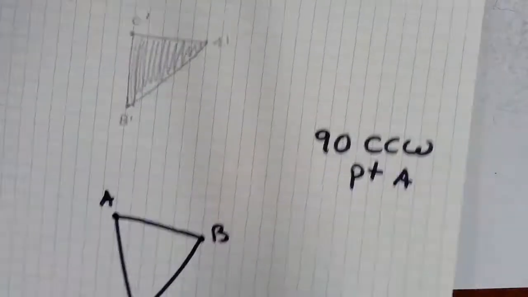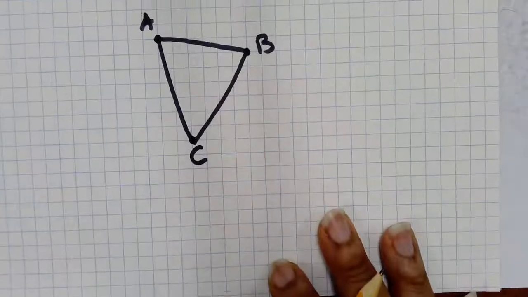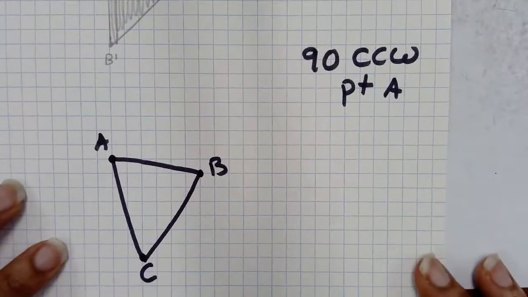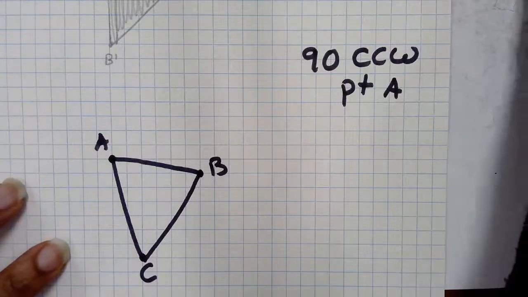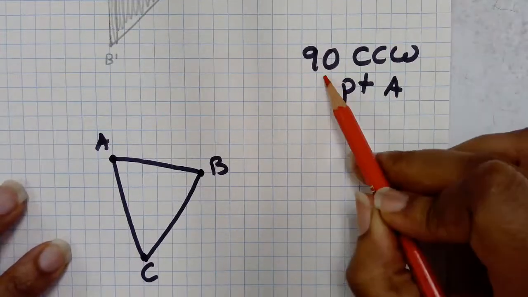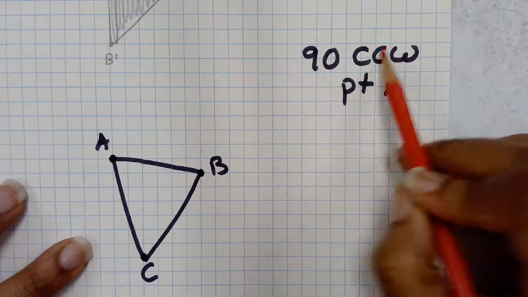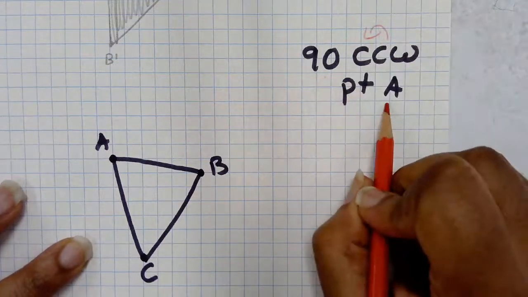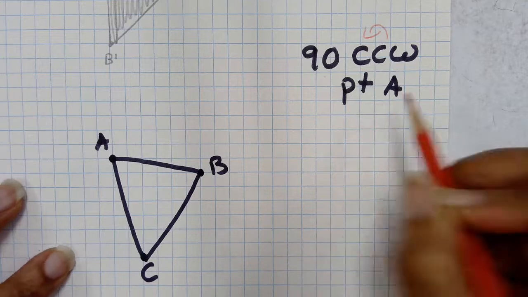Now we're going to do a rotation where they give you a point that is on the shape. Here, I'll use a different color just in case it overlaps my first question. Here I have 90 degrees counterclockwise, so I'm going this way. And I'm using point A as my point of rotation, or my center of rotation.